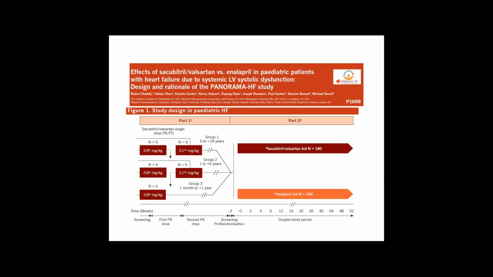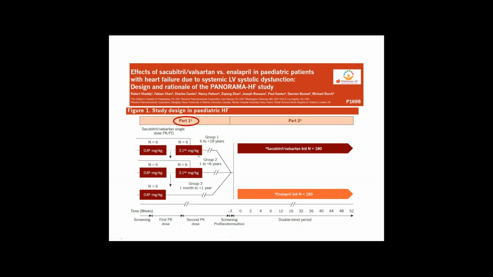And this is the study design that we actually presented last year in Barcelona at the European Society of Cardiology. And it's a unique study design that we approved with both the FDA in the US and the European Medicines Association in Europe. And there's a part 1 to the trial, which has 3 different age groups. We have group 1, 6 to 18 years of age. We have group 2, 1 to 6 years of age. And then group 3 is 1 month to 1 year.